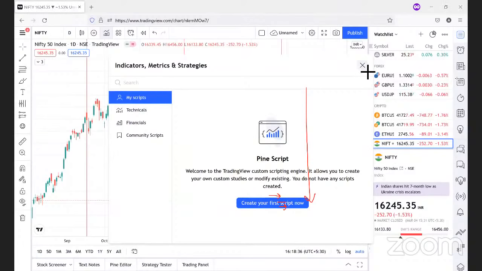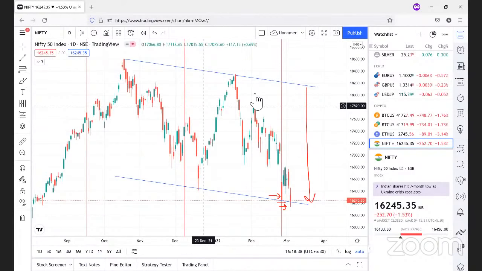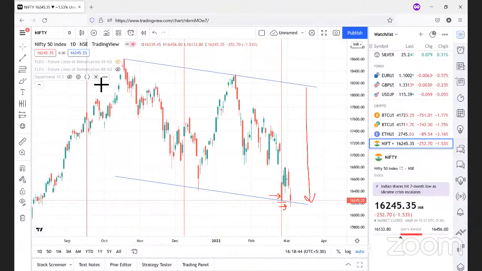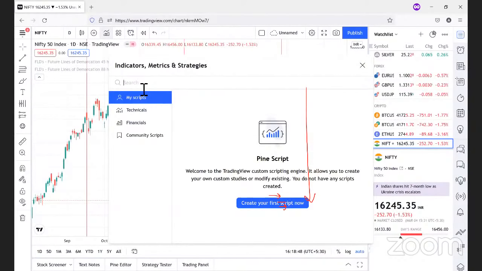So the head and shoulder target is also 15,200, is what Kashmira is saying. Kashmira, good observation on that. I'm going to remove this right now. I'm going to put an indicator, which is the moon cycle.